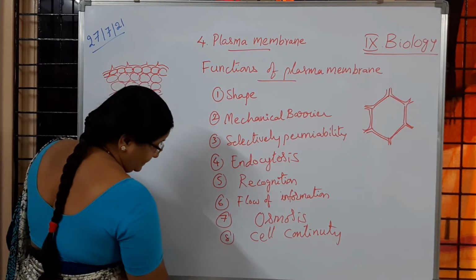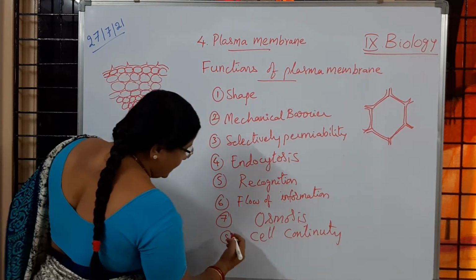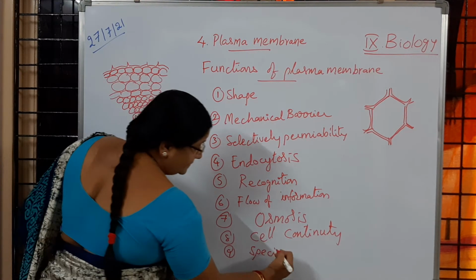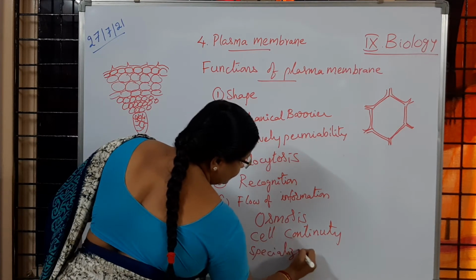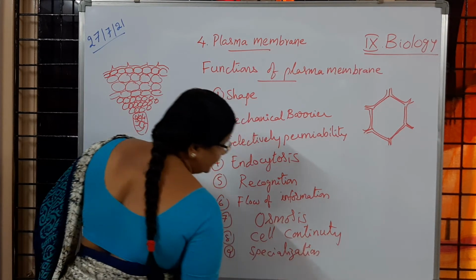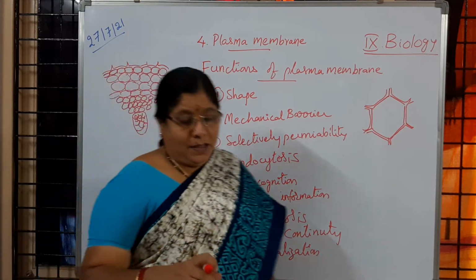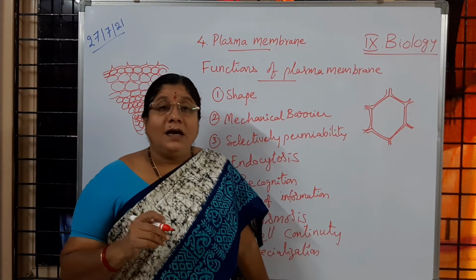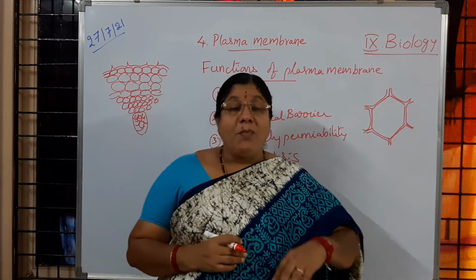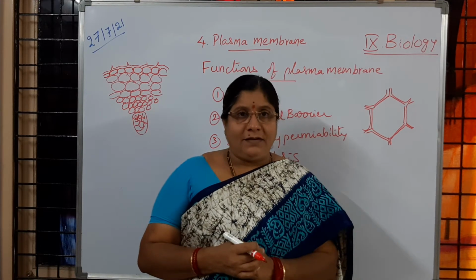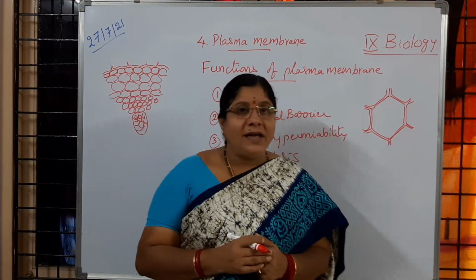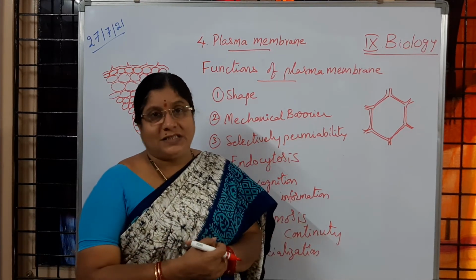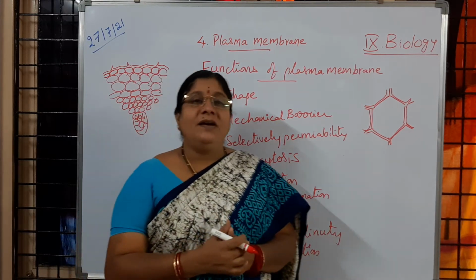Then the next function here is specialization. So what can you understand with that? This plasma membrane has the capability of modifying. Modification is going to happen. Why does it have to modify? Because the living system is performing different functions. We are performing different functions.